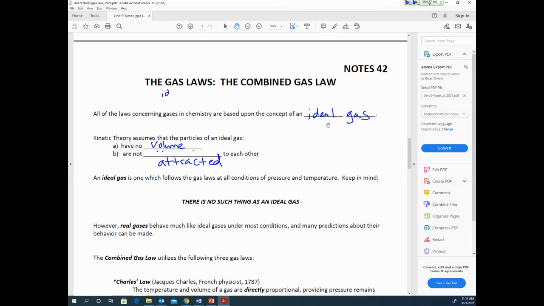It says an ideal gas is one which follows the gas laws at all conditions of pressure and temperature. So they're keeping their pressure and temperature consistent. But basically, keep in mind, there is no such thing as an ideal gas. There just isn't. But that's how the mathematics work, assuming that we can hold these things consistent. However, real gases behave much like an ideal gas under most conditions, and many predictions about their behavior can be made. So even though it's not going to be exact perfection with our real gases in the real world, they should be very close.